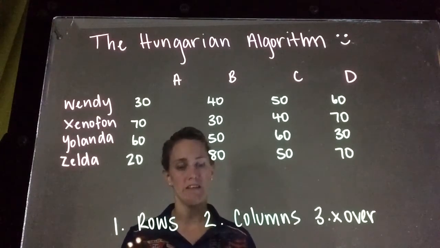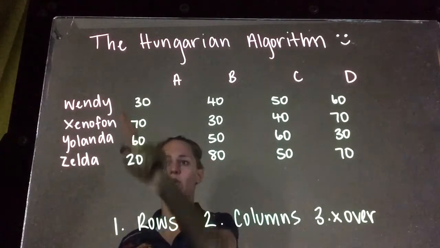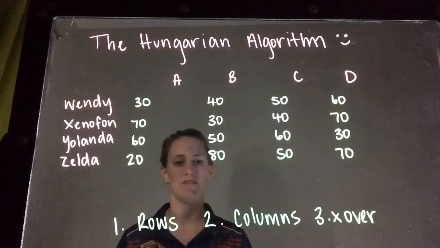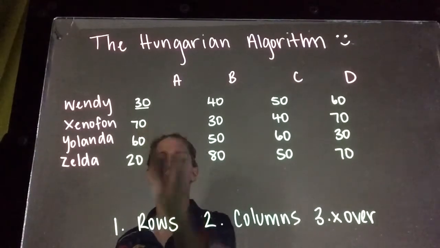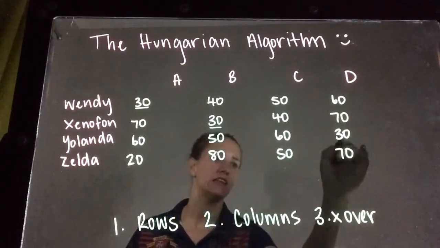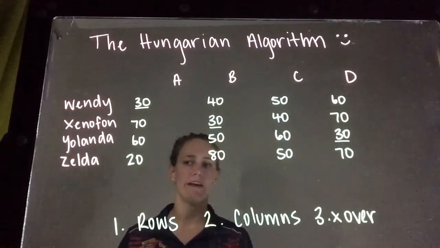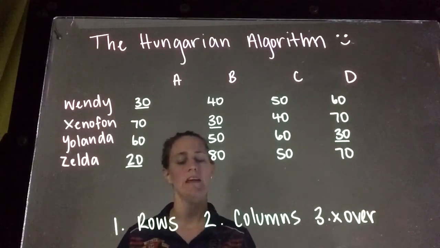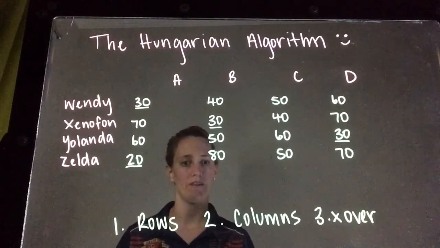So with this first step, what we want to do is have a look at the 4 rows. And within those 4 rows, I want to identify the smallest value. So for the first row it would be 30, for the second row it would be 30, for the third row it would be 30, and for the fourth row it would be 20. And what I need to do is subtract that value from each number in the row.